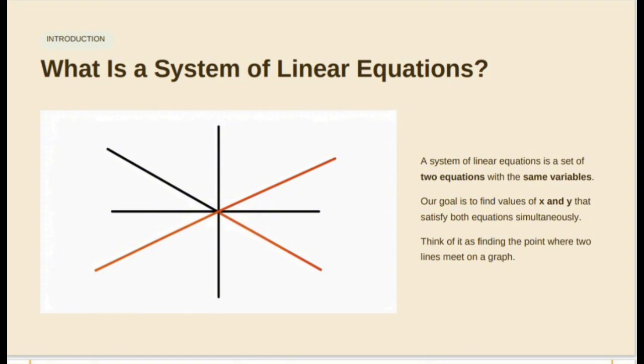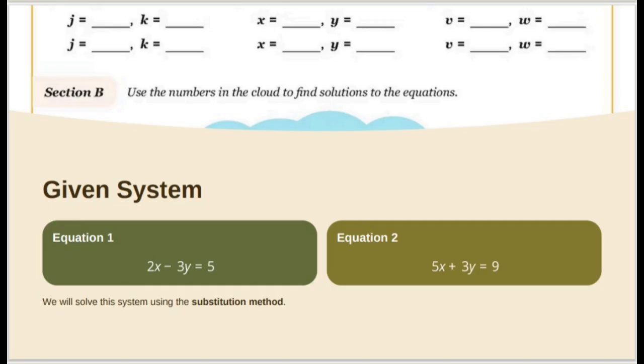It's a set of two equations with the same variables. Our goal is to find x and y that satisfy both equations at the same time. For example, consider the following system of equations: 2x minus 3y equals 5 and 5x plus 3y equals 9. We will solve this system using the substitution method.